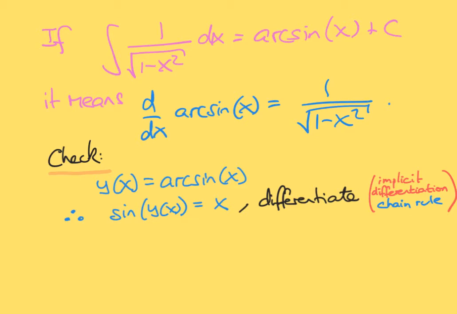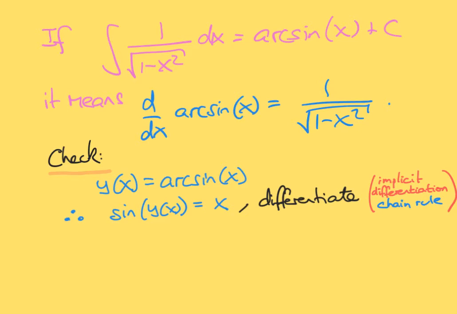So let's check this by differentiating it. Let's say that y of x, a function of x, is arcsine of x. This means if we take the sine of both sides, we have the sine of y of x is equal to the sine of arcsine, and that is just x.